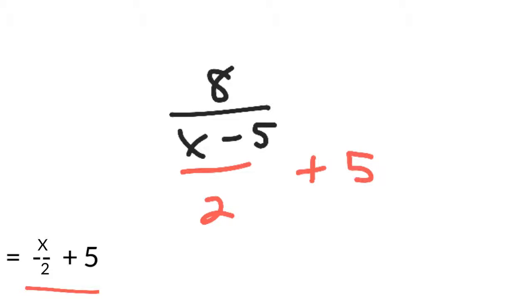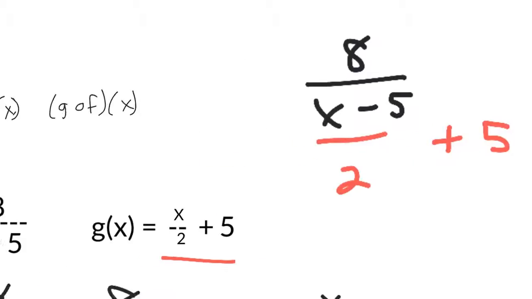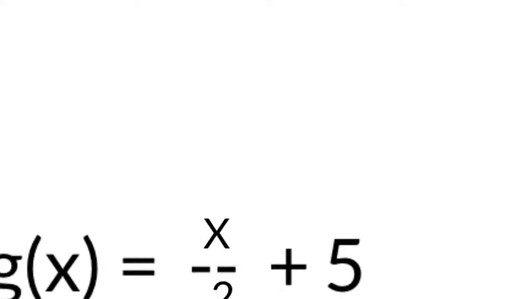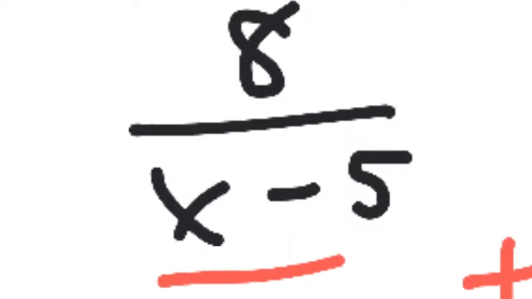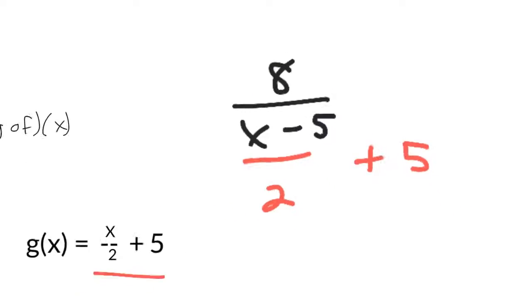This is g composite f because in red is the function g, x over 2 plus 5. So if I'm doing g composite f, that means I'm plugging in the function f where x is supposed to go. So you can just take a look at those. That's where the x went, right here. And so we can simplify this.